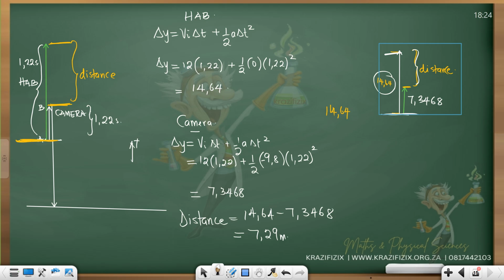Sir, for the hot air balloon, if I use the distance formula, would it be wrong? No, it will not be wrong. It will still be correct because your a is 0. So distance is speed times time. It will still work perfectly. It will give you the same answer.